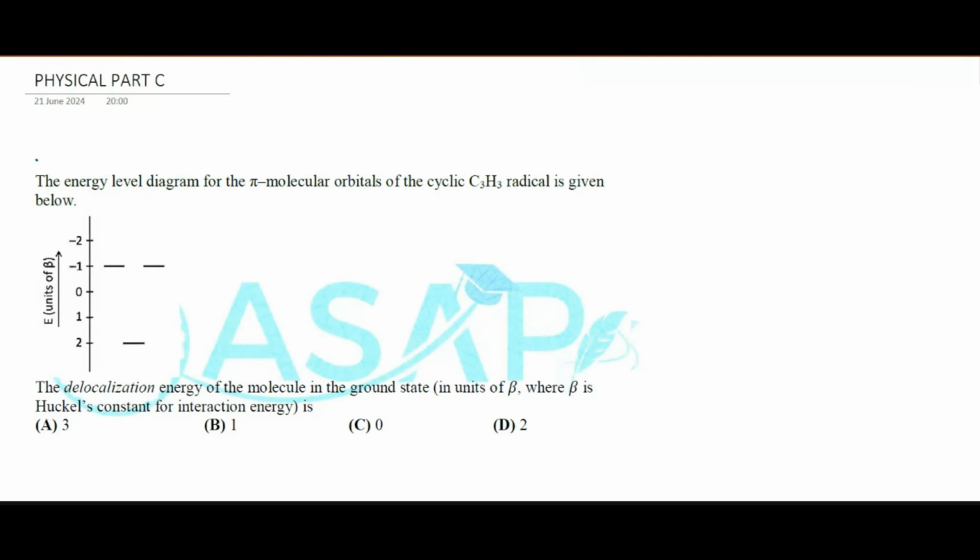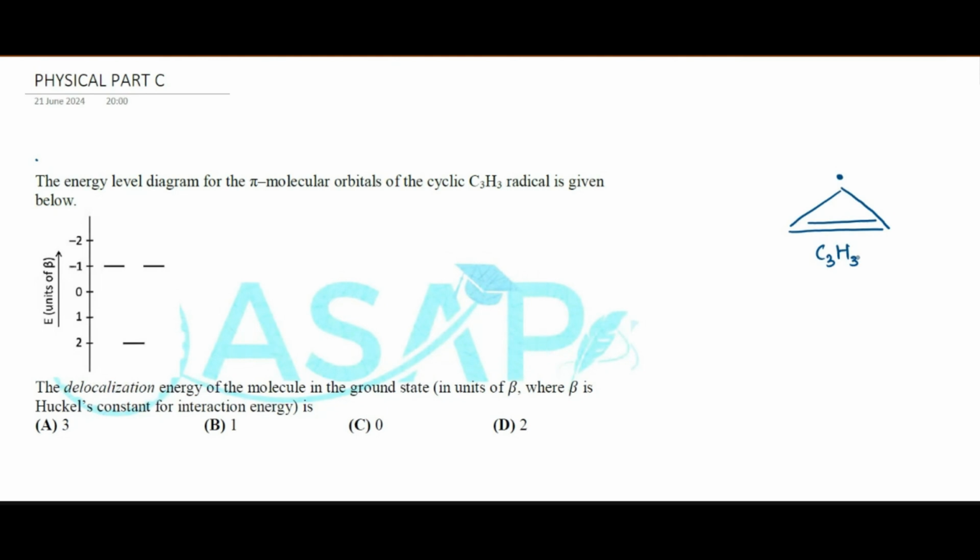Quantum mechanics, Huckel molecular orbital theory question. So this says the energy level diagram for... can you see it? Visible? Okay. So the energy level diagram for the pi molecular orbitals of cyclic C3H3 radical is given below. How will the C3H3 radical be? You have 3 carbons and there is a double bond. It is said to be a radical. So this is the C3H3 radical.